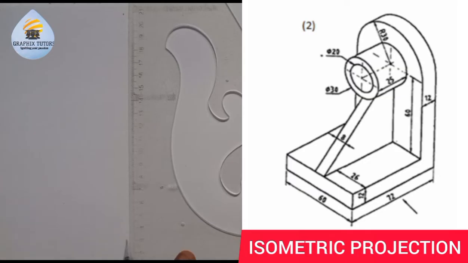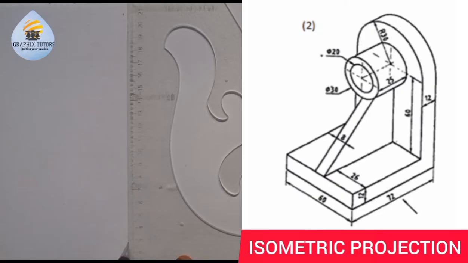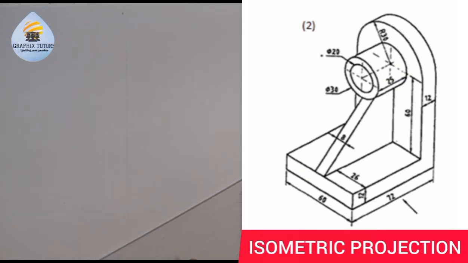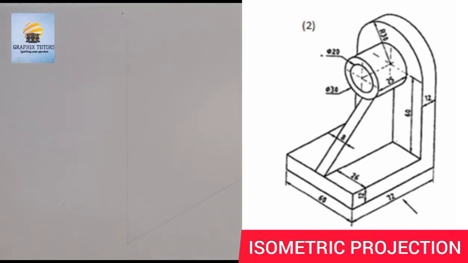Drawing the y-axis, the one normal to the horizontal, which is this, and also drawing the z-axis, the one inclined at 30 degrees to the horizontal, and also drawing the x-axis, the one also 30 degrees to the horizontal. That is what we have.